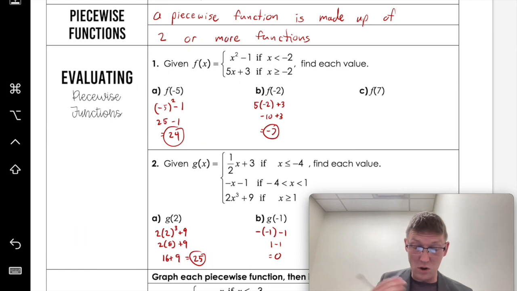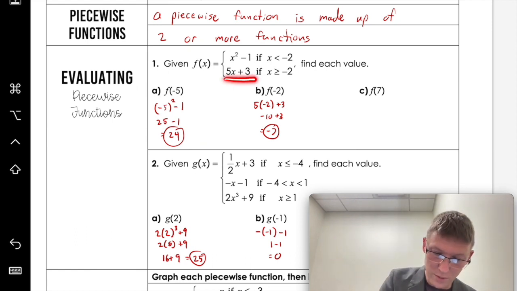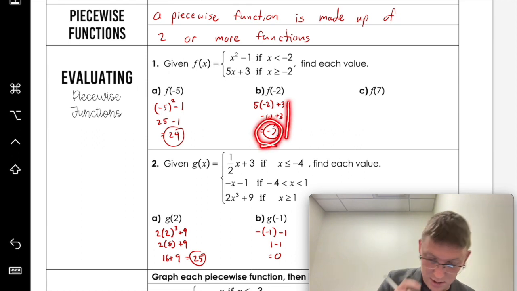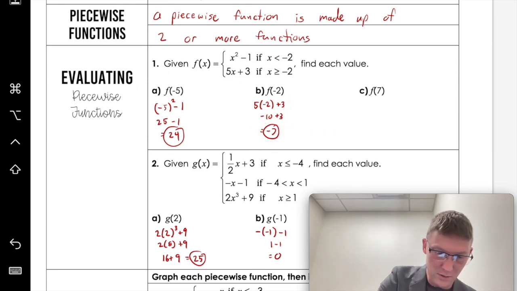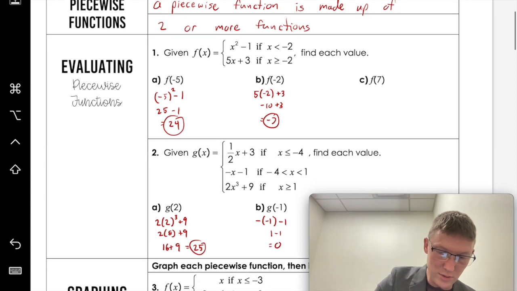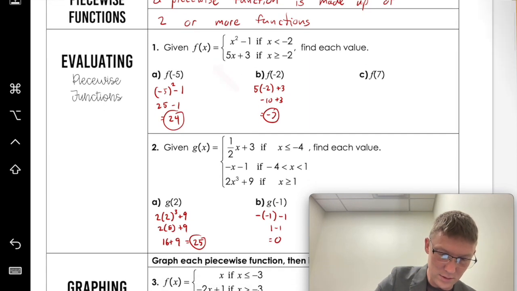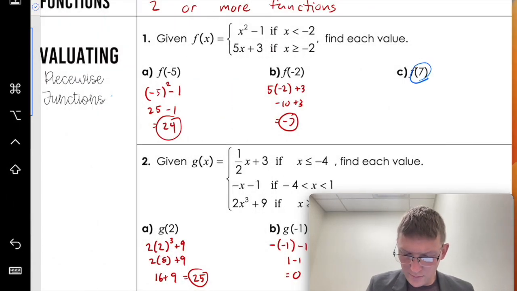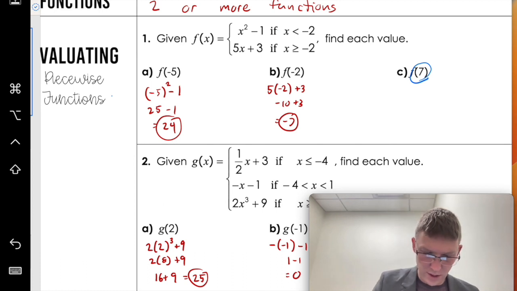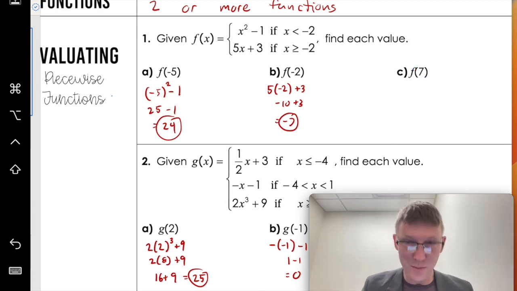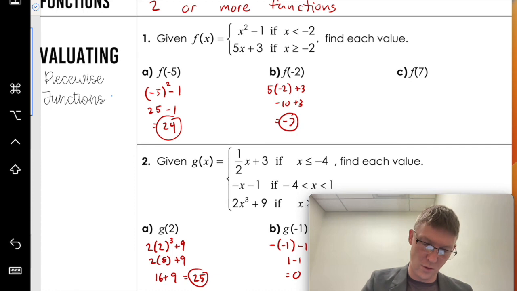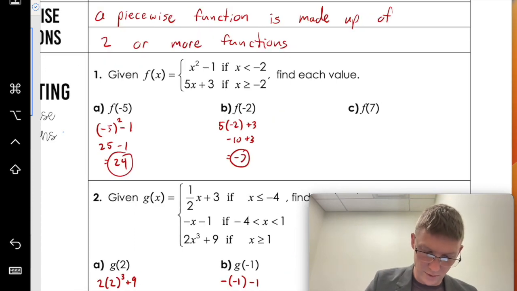So again, all we do is we take negative 2, we plug it in for everywhere where we see x. So we've got 5, we put our negative 2 in right there, and plus 3. So we do some math, we get down to negative 7. So, okay, let's actually do one together. So we're looking at 7. So we need to figure out if 7 is bigger than or less than or equal to our negative 2.